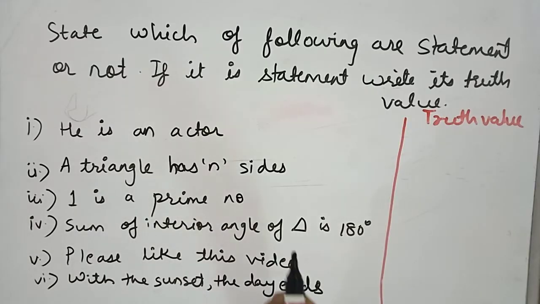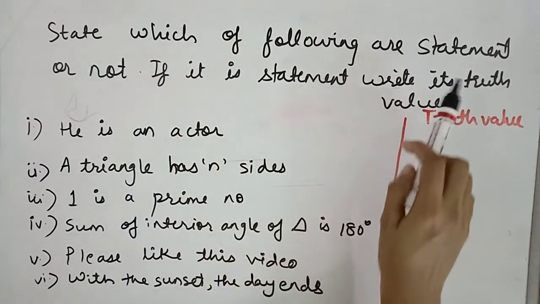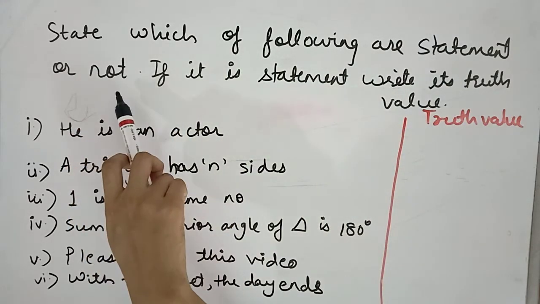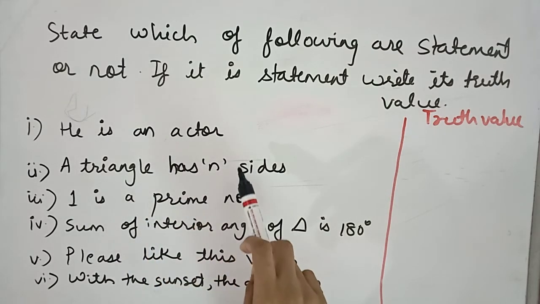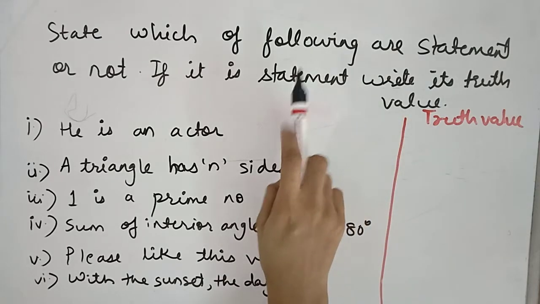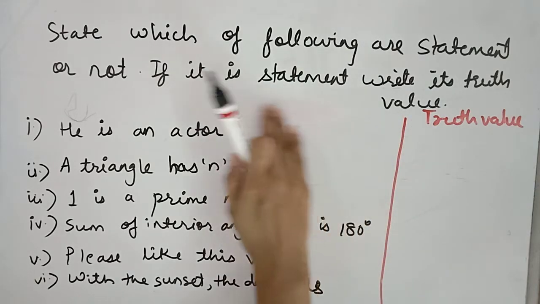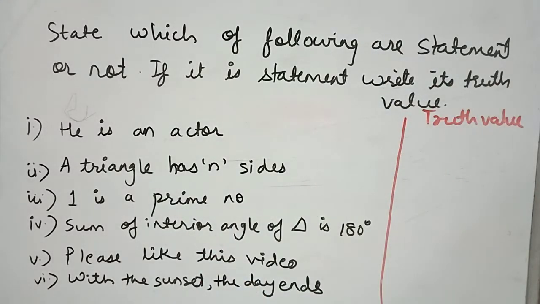Now let's see some examples. State which of the following are statements or not. We have to find out which is a statement and which is not. If it is a statement, write its truth value.